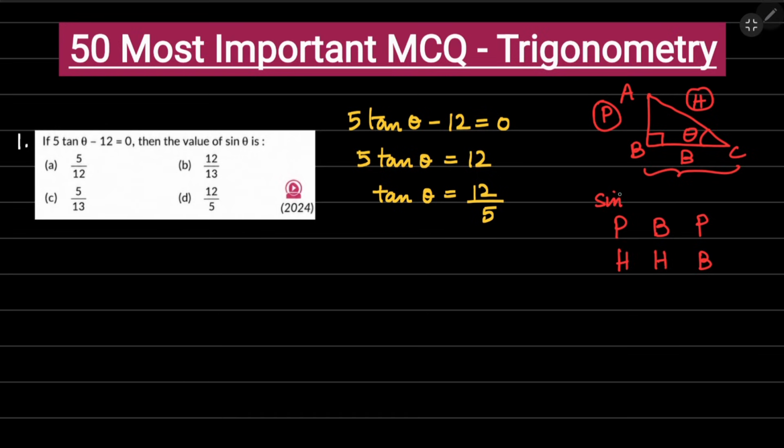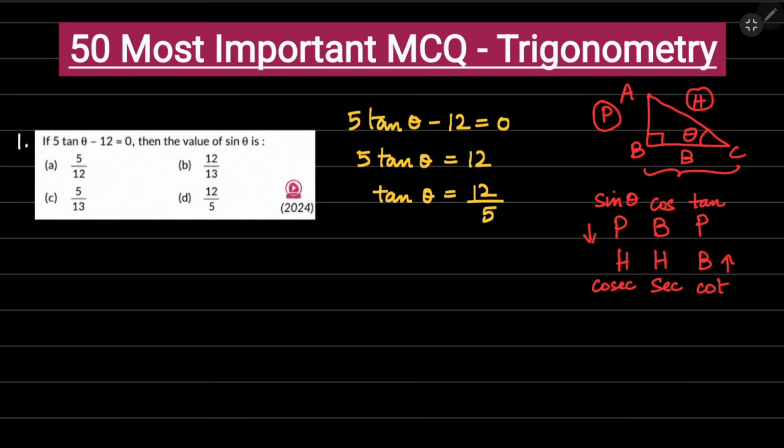So the ratio is: sin theta is nothing but perpendicular by hypotenuse. Cos is base by hypotenuse. Tan is perpendicular by base. The reciprocal of tan is cot, which is base by perpendicular. The reciprocal of cos is secant. The reciprocal of sin is cosecant. This is something I'm sure all of you would have learned if you have started trigonometry already.